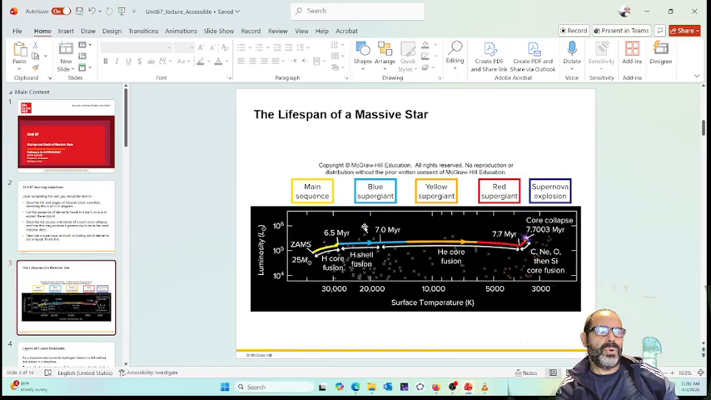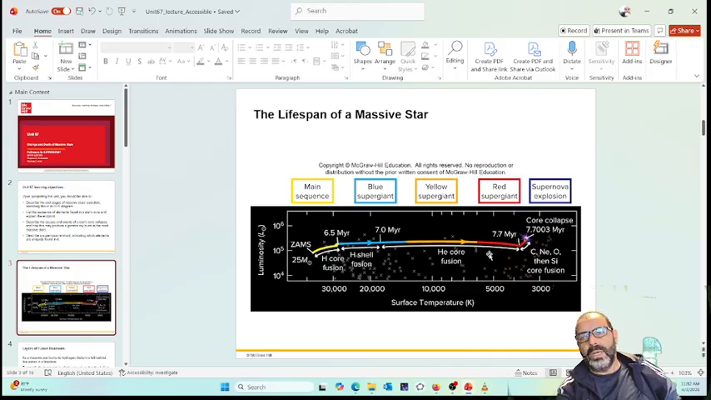Then it's going to go through a blue supergiant stage, where it's going to be fusing hydrogen in its shell until the temperature becomes high enough so that the helium that was formed in the core starts fusing. Once it starts to run out of that, it's going to continue fusing hydrogen in its shells, and the layer of helium now sits immediately under the layer of hydrogen.